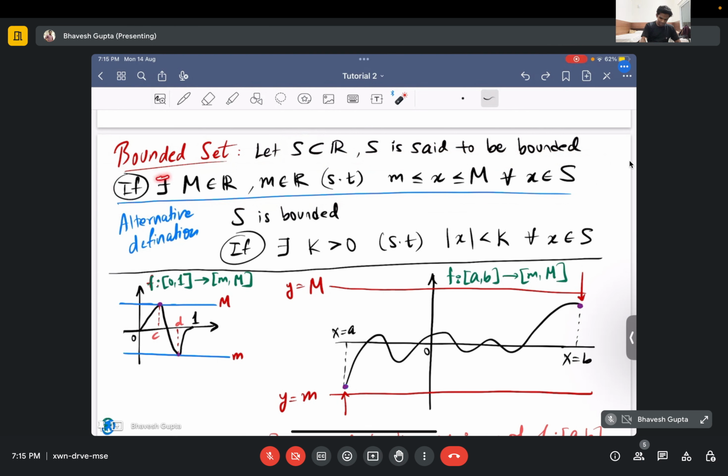The reason is that there exists an M, a real number, a very large value, such that, and there exists a very small value in the real numbers. This might have a large magnitude, that's another story. And the reason why it is small is in the sense of negative as well. For example, minus 1000 is smaller compared to minus 100, right?